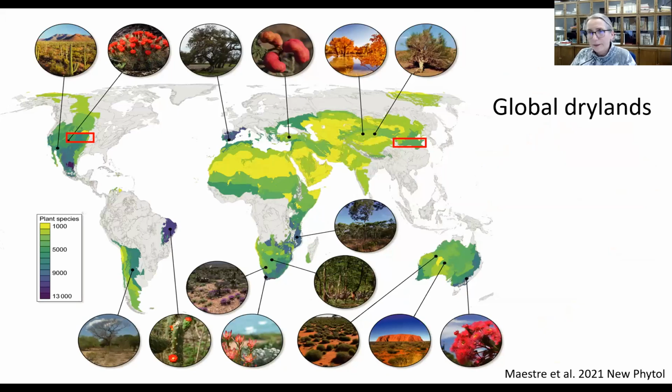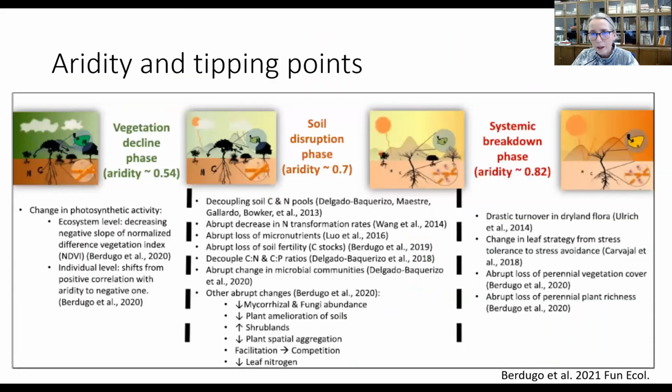I will show you only some examples which may be useful for dry grasslands. I selected 2 examples from dry grasslands. One is from Mongolia, and one is from American plains. And I will present them on background on the new conceptual scheme of aridity and tipping points by Berdugo and Maestre.